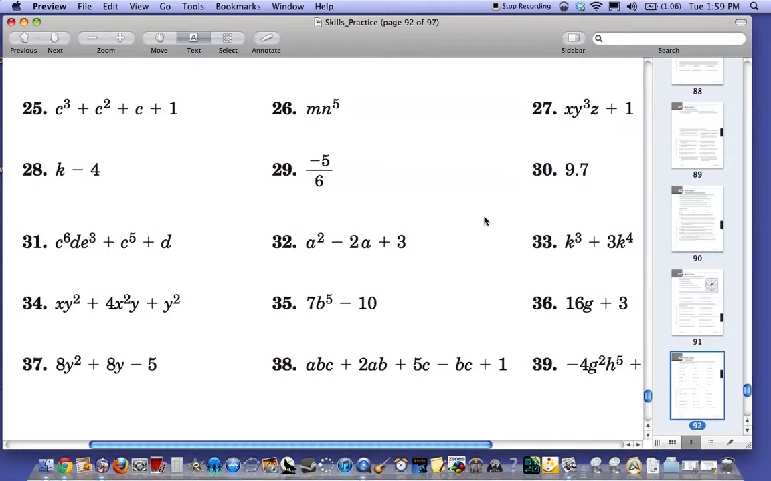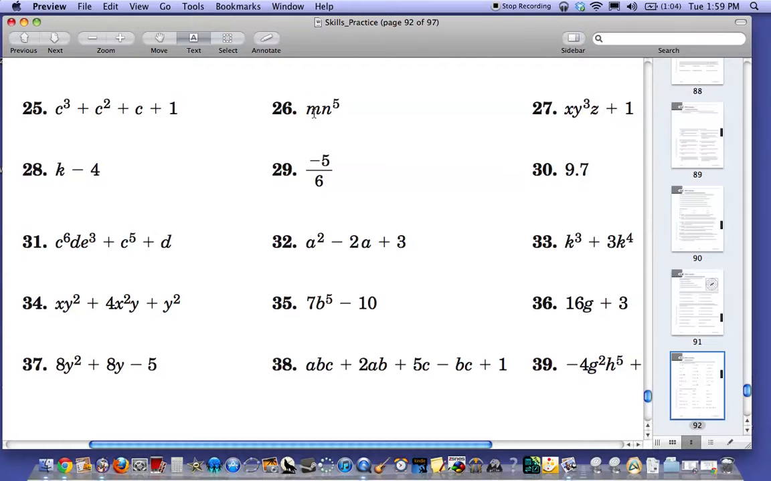The degree of a polynomial is simply the sum of the exponents of the largest term. So for example, if we take a look here at number 25, the largest term is going to be c to the 3rd power. And so since the exponent is 3, then the degree is 3.